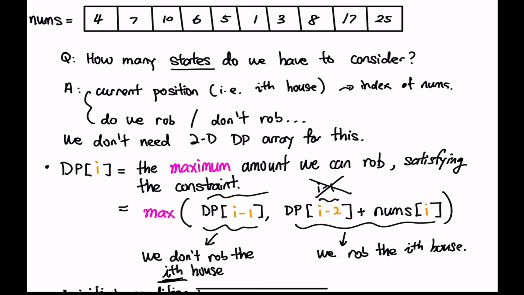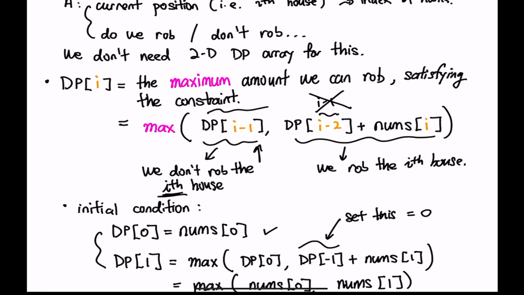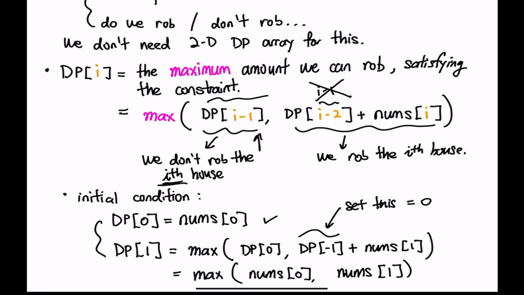And what about the initial conditions? Well, DP of 0, what's the maximum amount we can rob on our first house? There will be just nums of 0. So that's what we have. Lastly, we have DP of 1. When i is equal to 1, we have DP of minus 1. We don't have minus 1, so we set that equal to 0. And there will be just nums of 0 and nums of 1. So we take the maximum of nums of 0 and nums of 1. That's for DP of 1. So those two are the initial conditions, and let's see our code for this problem.